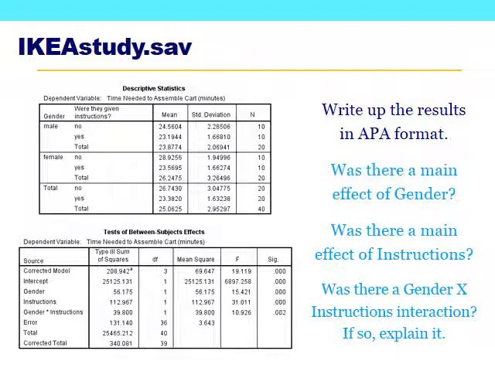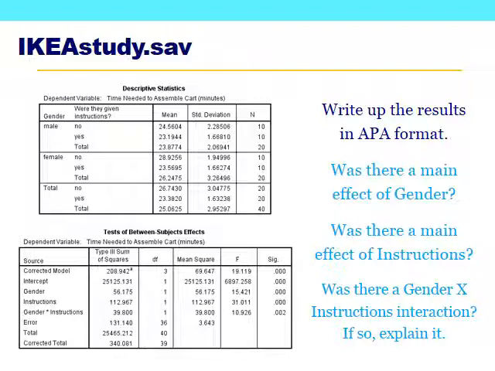We also have a significant main effect of instructions. As shown at the bottom of the descriptive statistics table, people, regardless of their sex, without instructions, took an average of 26.74 minutes to assemble the cart, whereas people who had instructions only took 23.38 minutes. So we did find a significant main effect of instructions, such that people who had instructions assembled the cart faster than people who didn't.